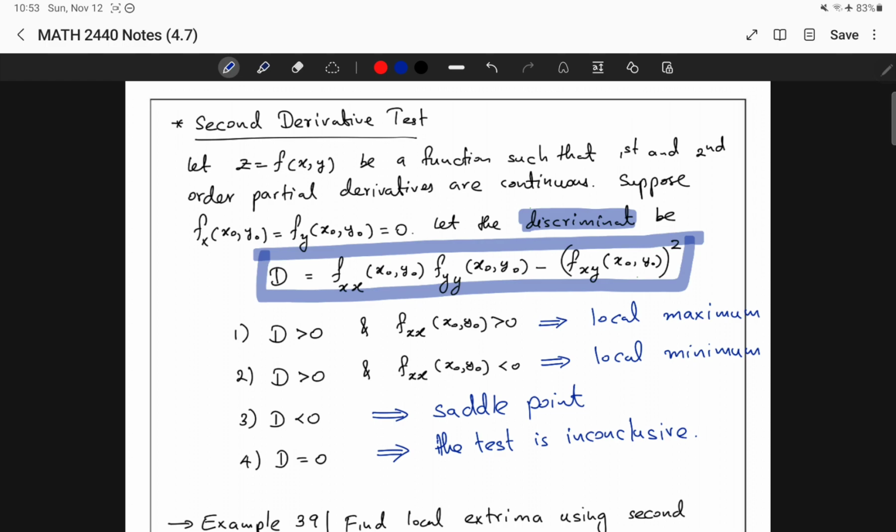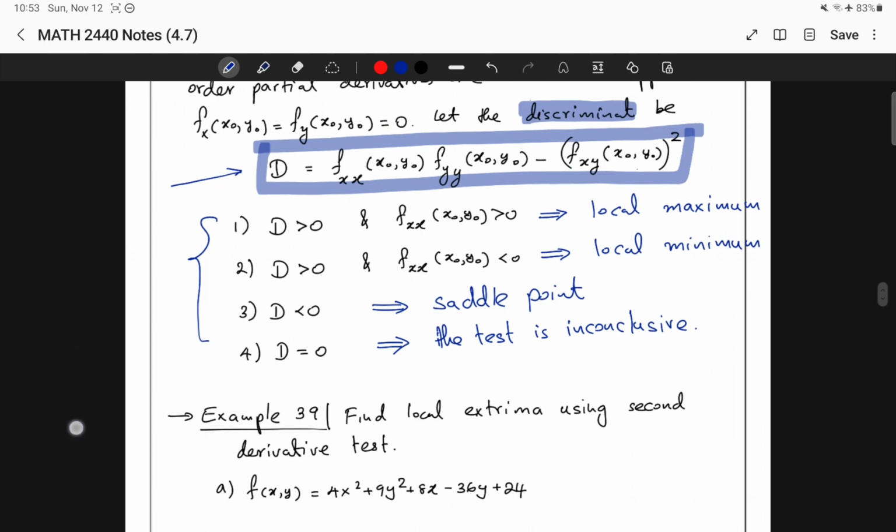So the strategy is you find all the critical points by making the partial derivatives equal to 0. So we don't care about the places where the derivative is undefined. Only consider the cases where both derivatives are equal to 0. Once you found all the critical points, you find the discriminant at that point and check these 4 conditions. Which one does it fall into? Okay, so let's do an example.